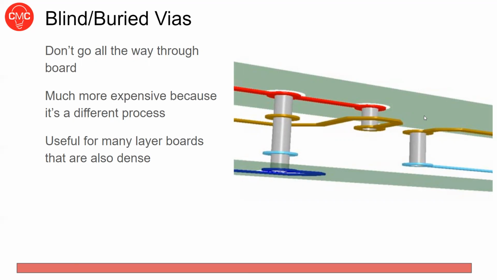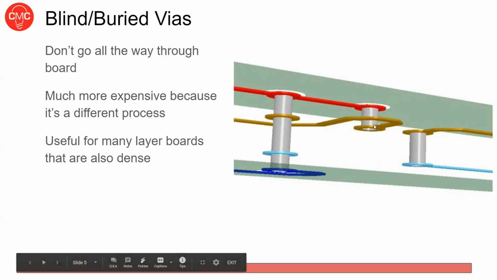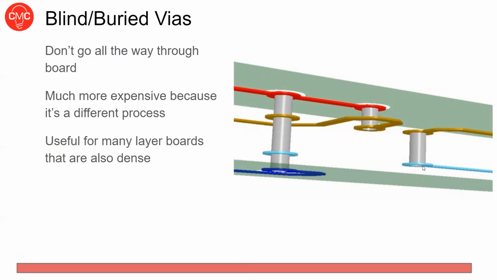Maybe you have a really dense board, and you want to be able to route through things without having to go around all of these different vias that you've placed that don't even have anything to do with this layer, because it's just going from the top to the bottom. So you can use things called either blind or buried vias. This is blind because it doesn't go all the way through, and this is buried because it's entirely within the board.